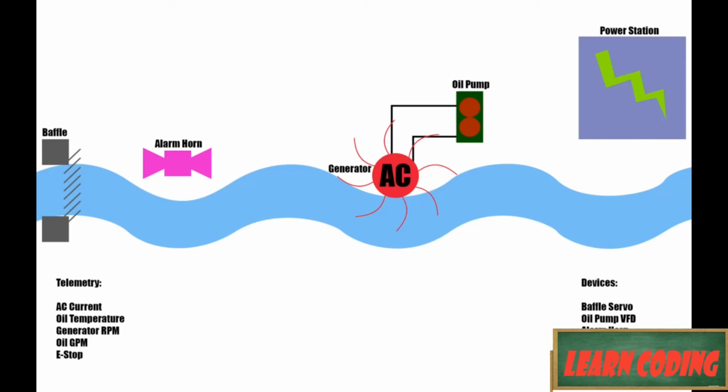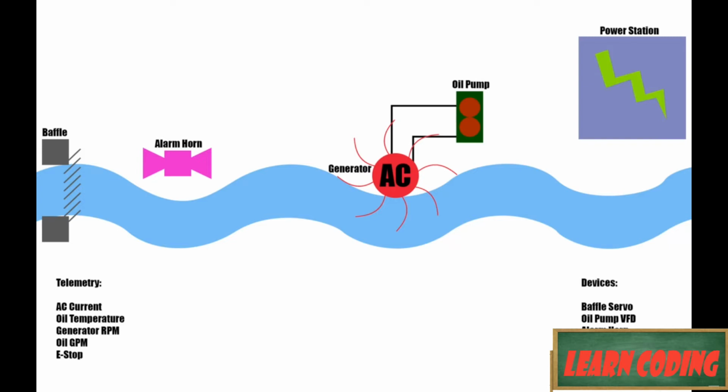And you see that blue wavy line? Okay, that is a river. And the river is flowing left to right on this paper. And the first thing it comes to here is a baffle, okay? So what is a baffle?